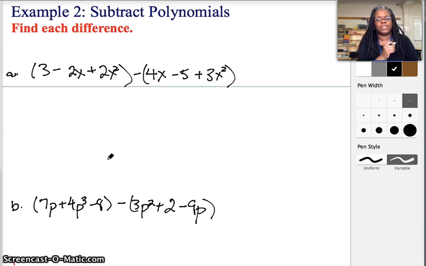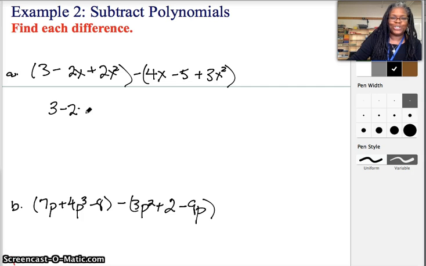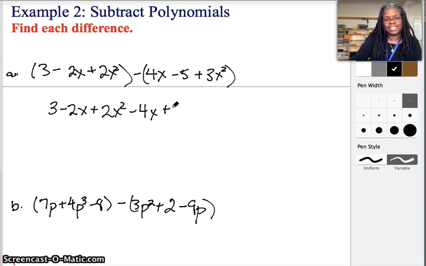So to subtract polynomials, here's what we need to do. This requires a little bit of rewriting for me. I like to do it. You can do it in your head, but I think it's easier to do it this way. So the first polynomial will stay exactly the same. But when you're subtracting, what you're ultimately doing is changing the sign of each term in the polynomial. So I like to literally rewrite that: 3 minus 2x plus 2x squared minus 4x, and a negative and a negative gives me a positive 5. That's why it's like we're distributing that negative through. A negative and a positive gives me a negative 3x squared.